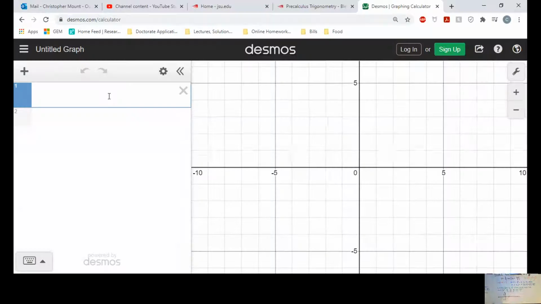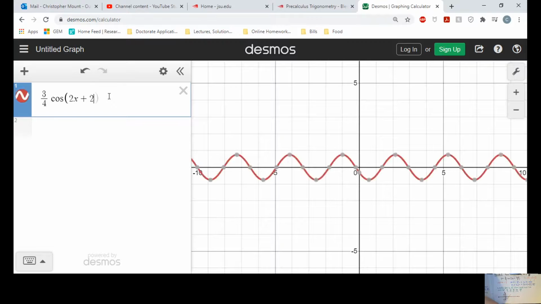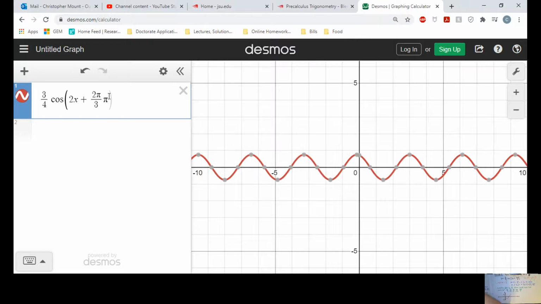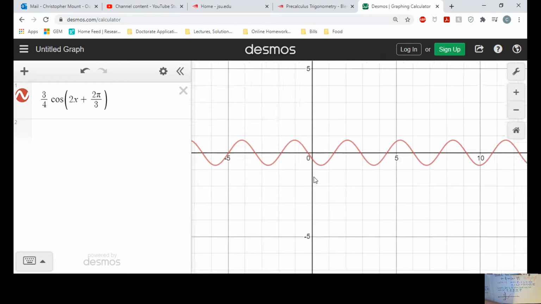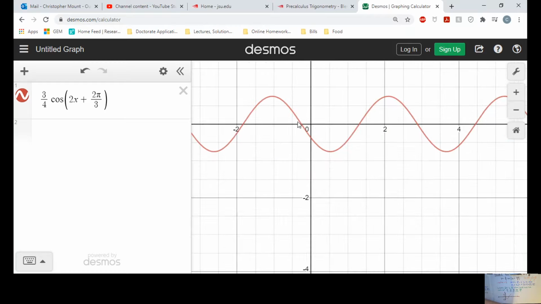Let's just graph that one just to see it better. So 3/4 and then cosine of 2x plus 2 pi over 3. If you're ever graphing in here, if you just type pi, it'll automatically change it to pi, by the way. Now, what is the interval where we graphed? Because we only graphed one thing. There it is, negative pi on 3 to 2 pi on 3.